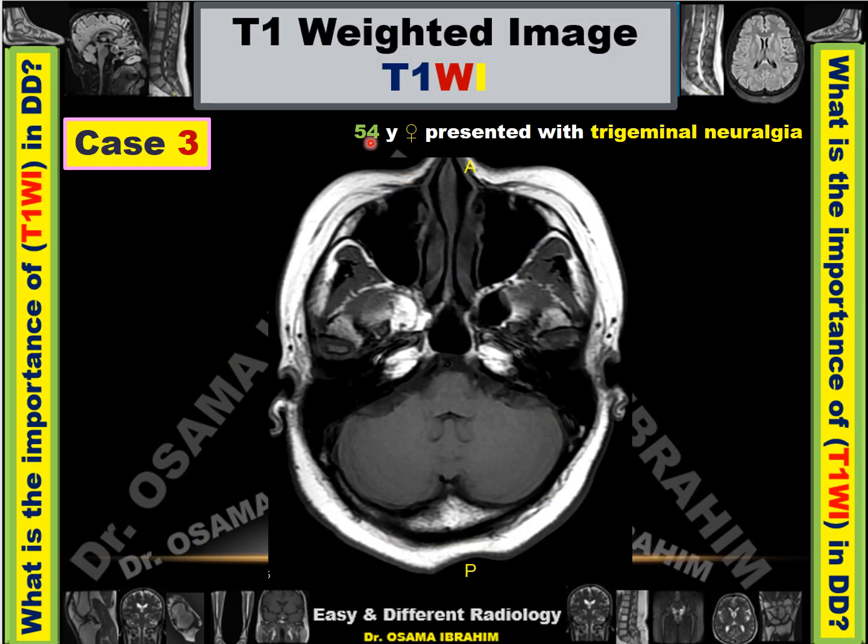Case 3, a 54-year-old female presented with trigeminal neuralgia, and an examination of the brain was done to examine the trigeminal nerve. However, there are other incidental findings, showing a bright signal in this T1 weighted image, because the subcutaneous fat is bright and the fluid in the fourth ventricle is dark. So this is a T1 weighted image showing a high signal at the parasphenoid region, within the adjacent sphenoid bone.